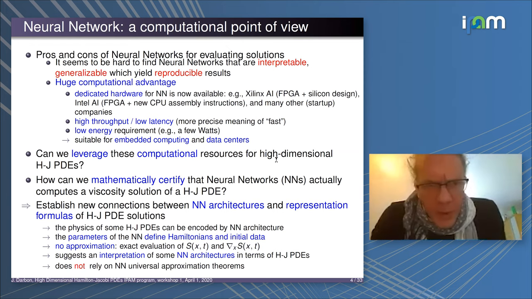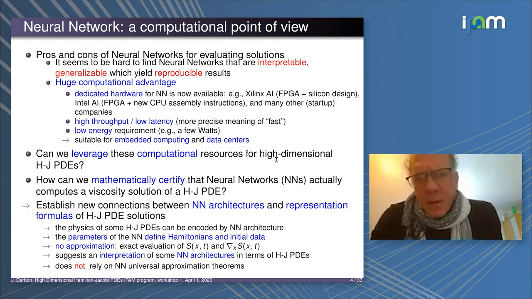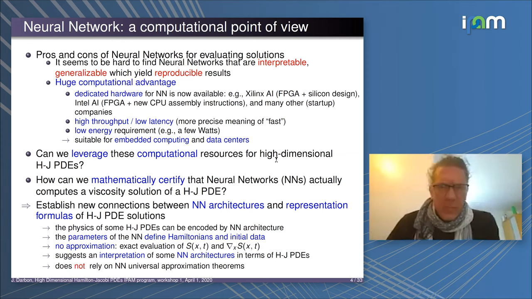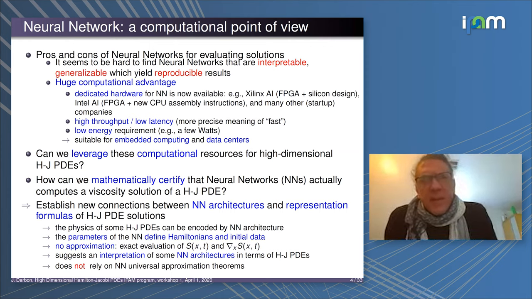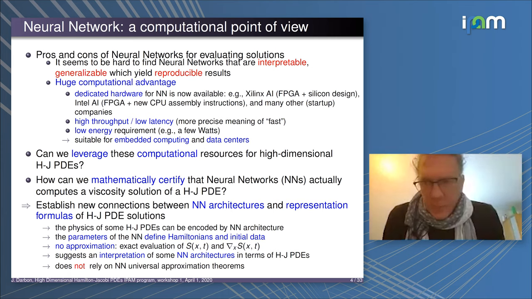So one of the main questions here is, can we leverage these computational resources for computing solutions for high-dimensional Hamilton-Jacobi PDEs? One question is, can we mathematically certify that certain neural networks actually compute viscosity solutions of certain Hamilton-Jacobi equations? The main goal here is not to solve for all possible Hamilton-Jacobi PDEs where the Hamiltonian is given and the initial data is given. It's more about trying to exhibit architectures that will define Hamiltonians and initial data, and for which we will know that the neural network computes a viscosity solution.